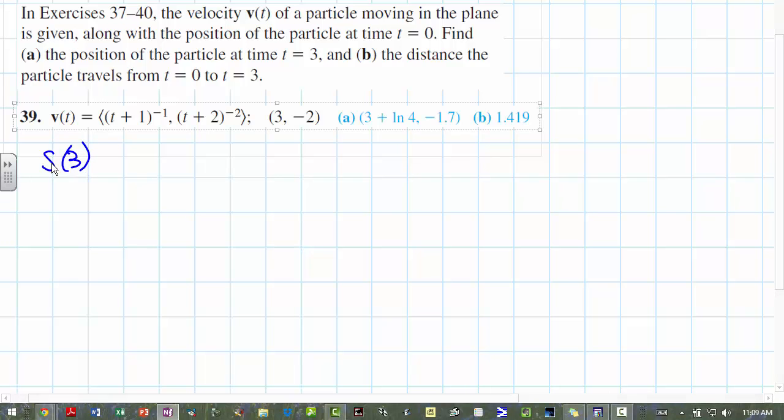So we want to know what is the position at time 3. But remember, this is a vector. So actually what we're going to have is two positions, an x position and a y position. I'll write this out in vector form, but typically we'll do this in separate pieces. What is going to be the x position at time 3?